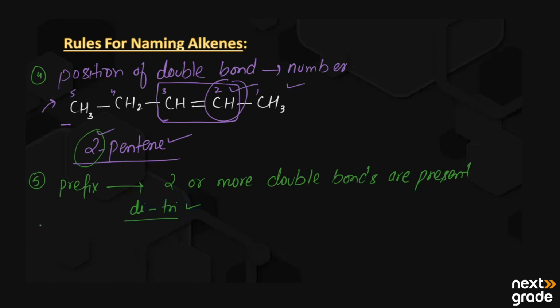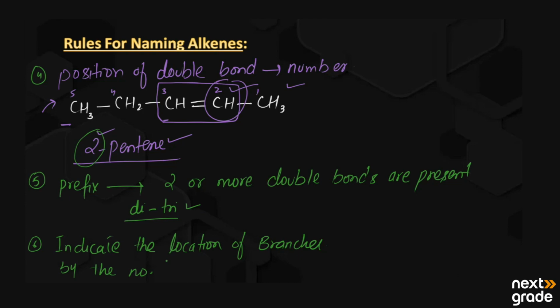After that, we have the sixth rule. The sixth rule is that we must indicate the location of branches by a number. We must use numbers like 1, 2, 3, and 4.